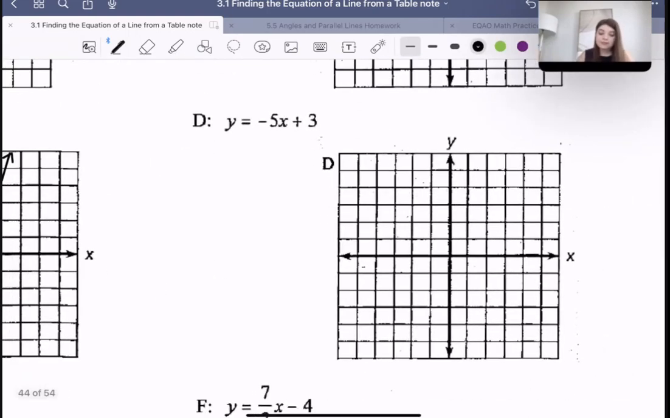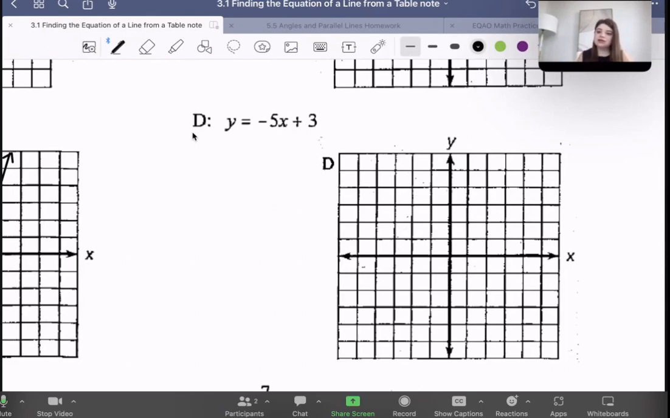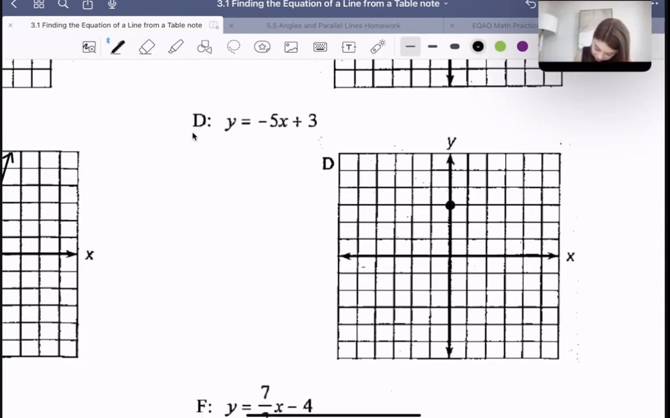Okay, so D is negative 5x plus 3. So what's our b value? It would be 3. So we'll start up here for 3. And then we have negative 5 as our slope, right? So negative 5, that's the same as negative 5 over 1, right? So our rise is negative 5 and our run is 1.